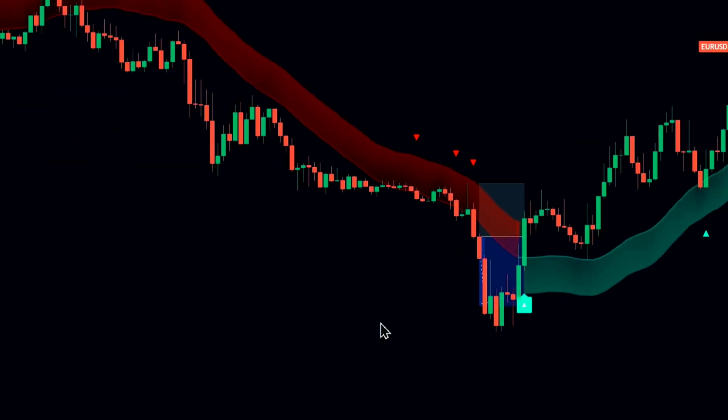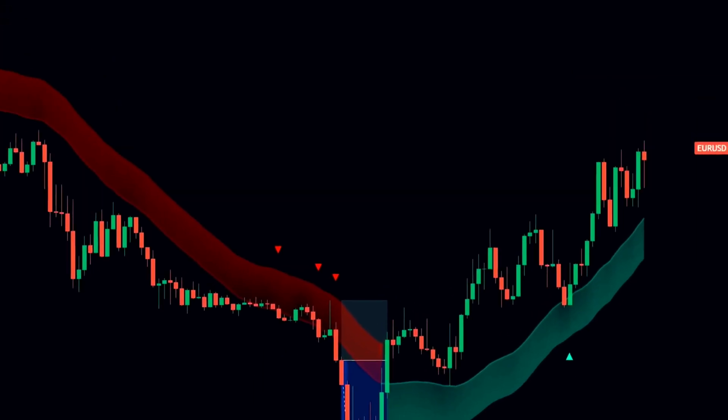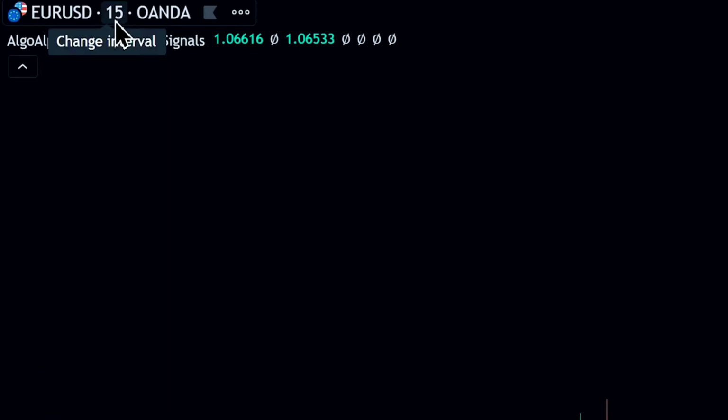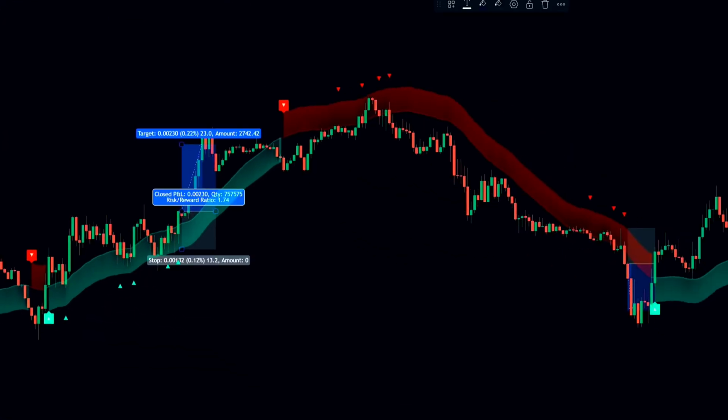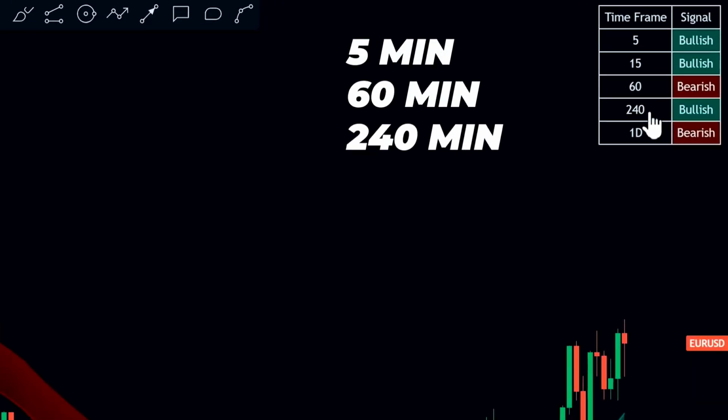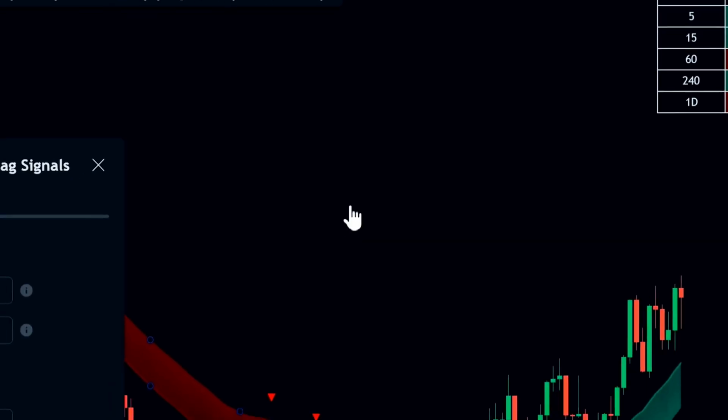This indicator doesn't just show trends for your chart's time frame, it also displays trends across 5 additional time frames. For example, if I'm using the 15-minute chart, the table also shows trends for the 5-minute, 1 hour, 4 hour, and daily time frames. You can customize these time frames by double-clicking on the table.